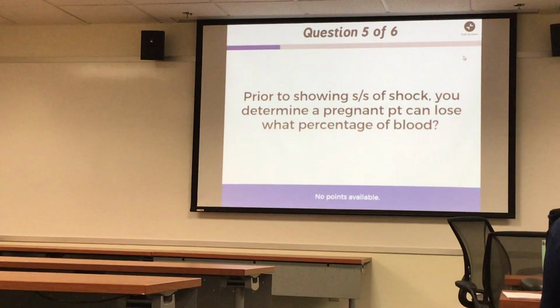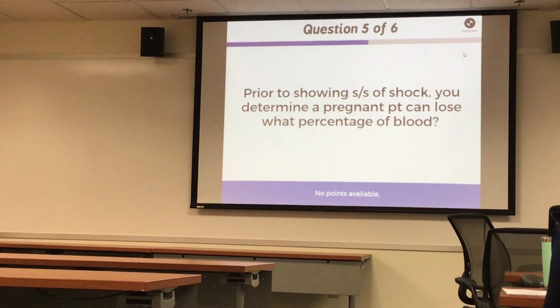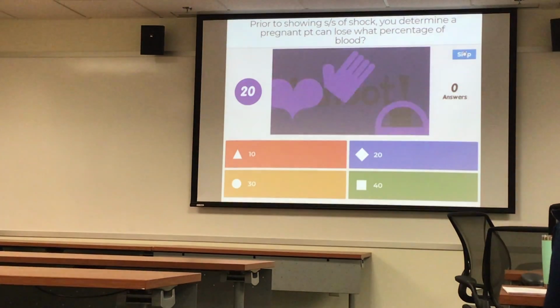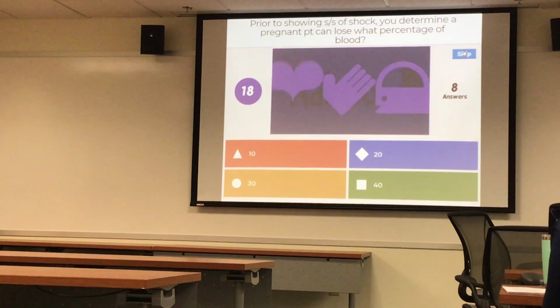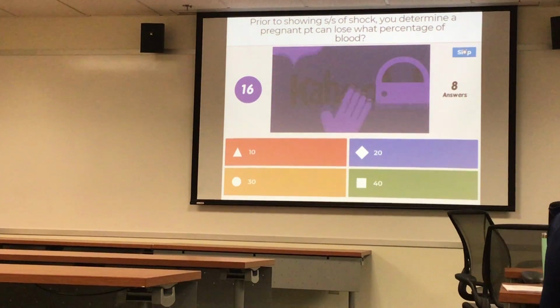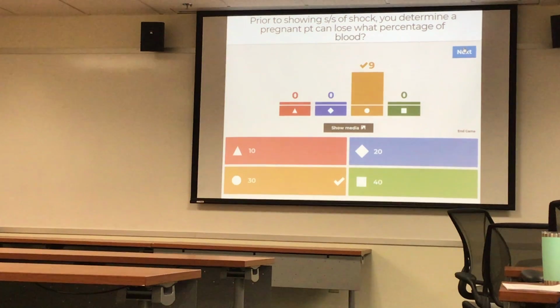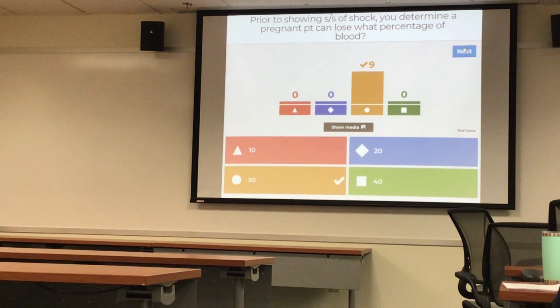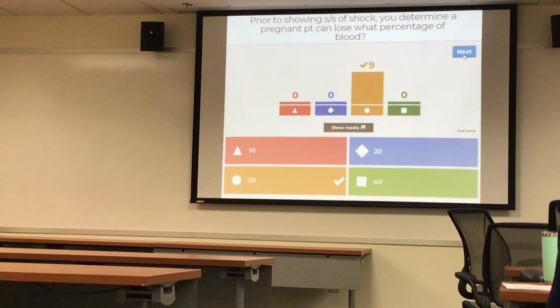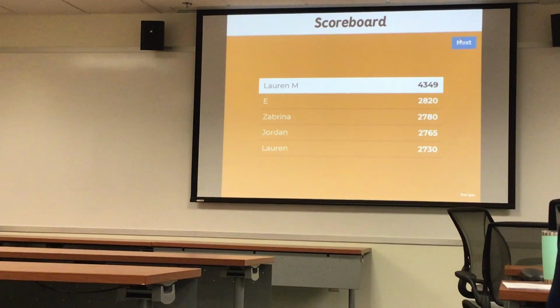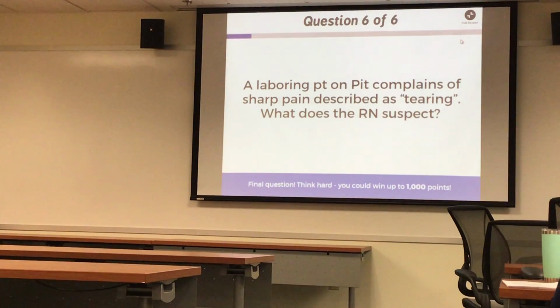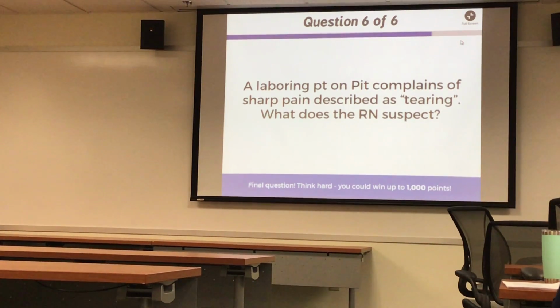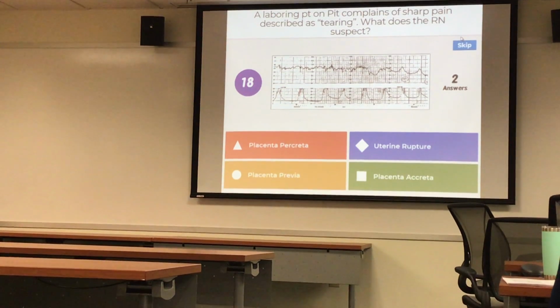All right, prior to showing signs and symptoms of shock, you determine a pregnant patient can lose what percentage of blood? Yay, 30%. So remember, everything is revved up, so we can lose a lot before we actually show signs and symptoms. And our last question. A laboring patient on Pitocin complains of sharp pain described as tearing. What does the RN suspect? That's our strip.